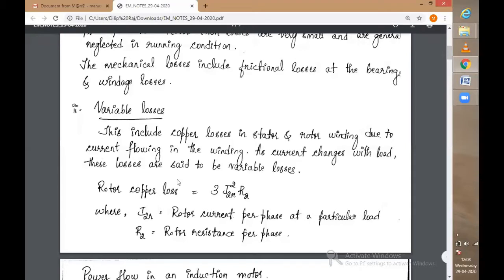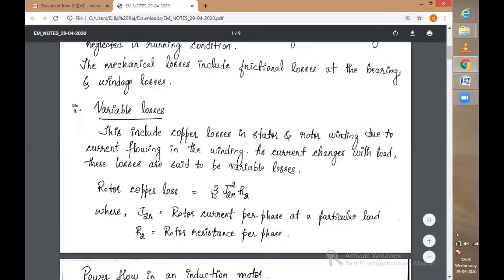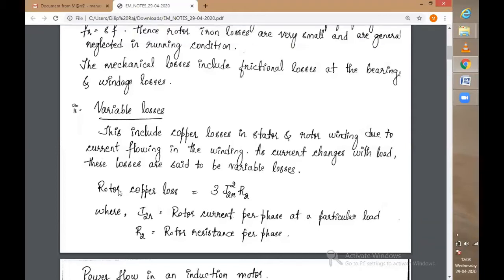The copper loss of the rotor is given by 3 times I2 squared R2. The general equation is I squared R. Here, because we are talking about the rotor under running condition, it is I2 squared R2, where R2 is the rotor resistance, these being per phase values. So when we just take I2 squared R2, what we get is the rotor copper loss for one phase. If we want the total rotor copper loss, it has to be multiplied by 3. So this equation gives us the total rotor copper loss.